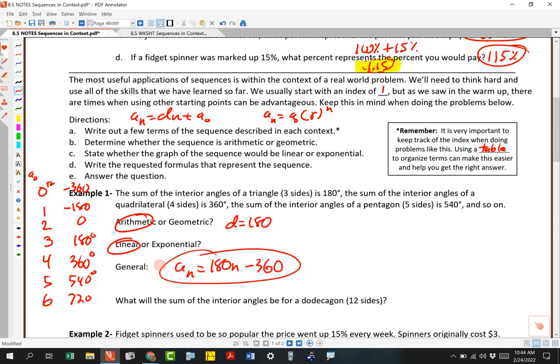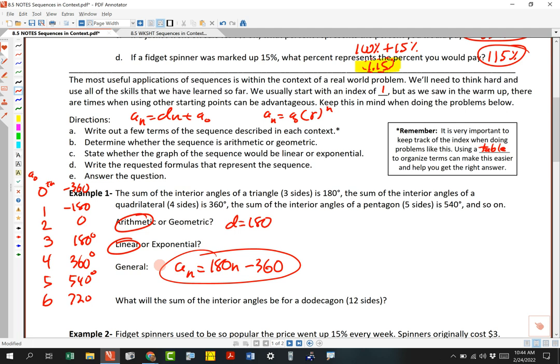And then would you do the last part right here? It says, what will the sum of the interior angles be for a dodecagon? That's a fancy name for a 12-sided polygon. Do is 2, deca is 10, so you add the 2 and the 10 together. What do you do if you want to find how many degrees there are on the inside of a 12-sided polygon?